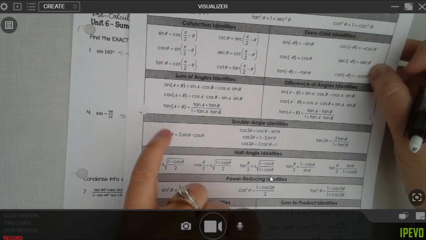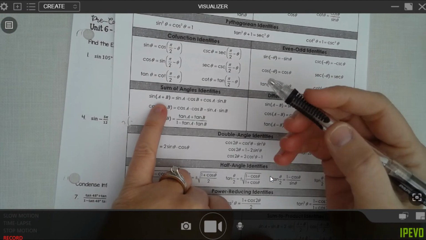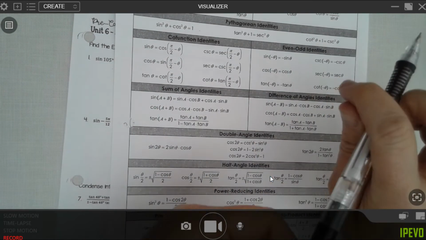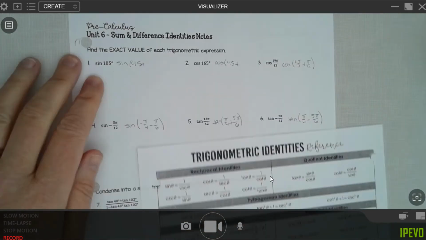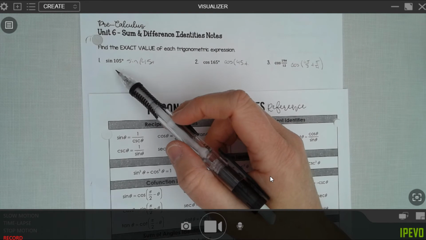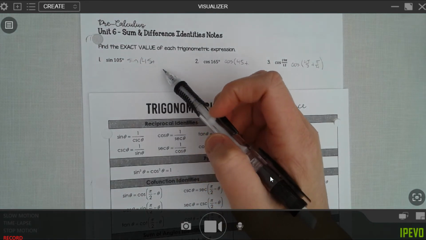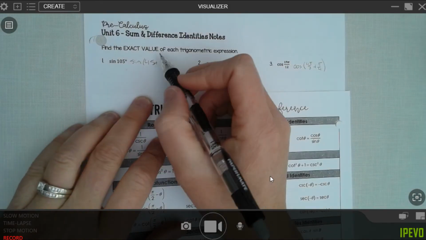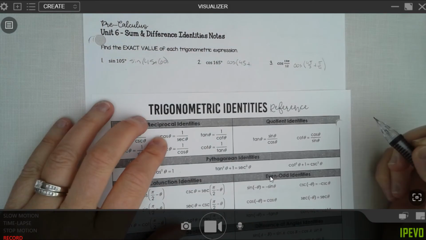So what we're going to try to do is find an A and a B, two angles that add up to what we're given, but they're two angles that we know. For example, I started off with sine of 105. Since it ends in a 5, I know for sure it's 45 plus something. So that's why I wrote 45 right there. So I'd say 45 plus 60 gives me a sine.